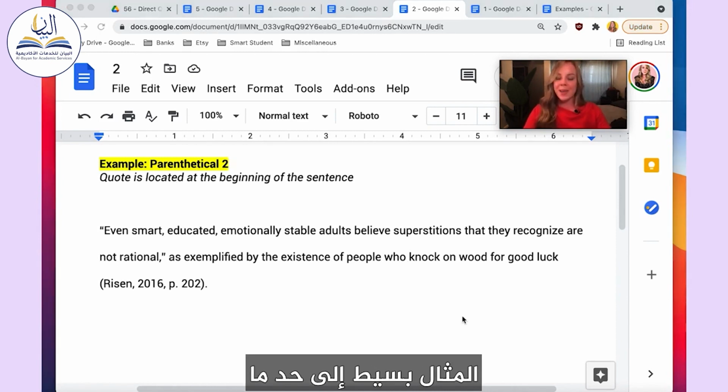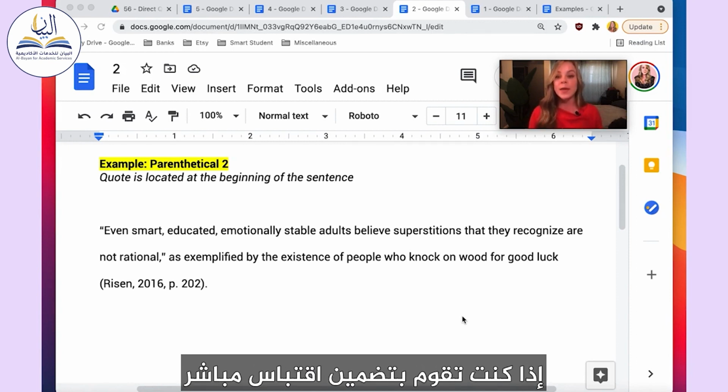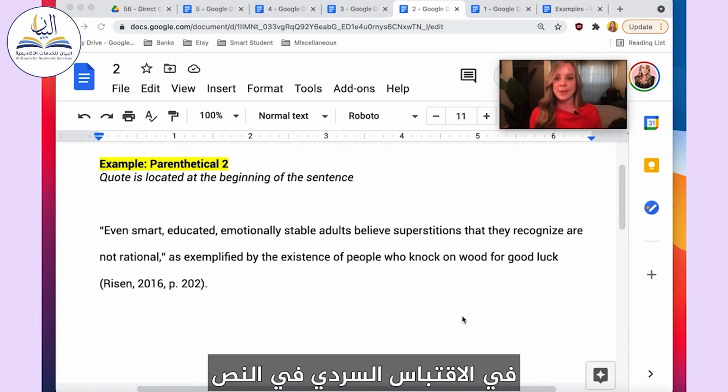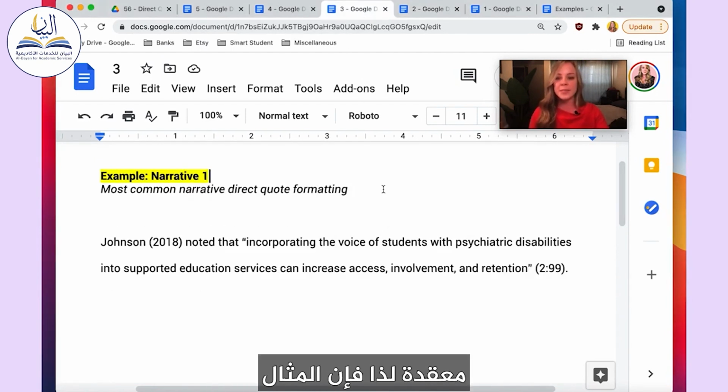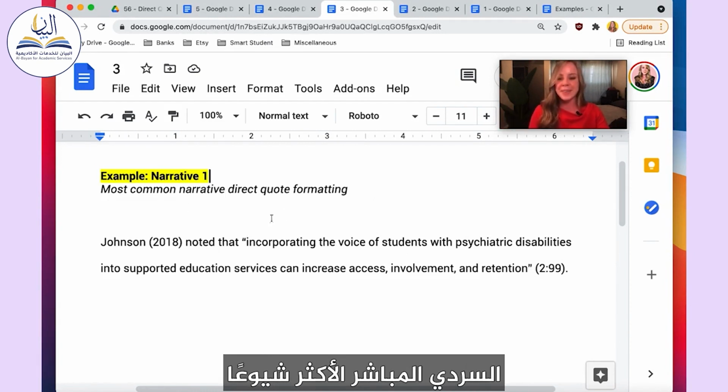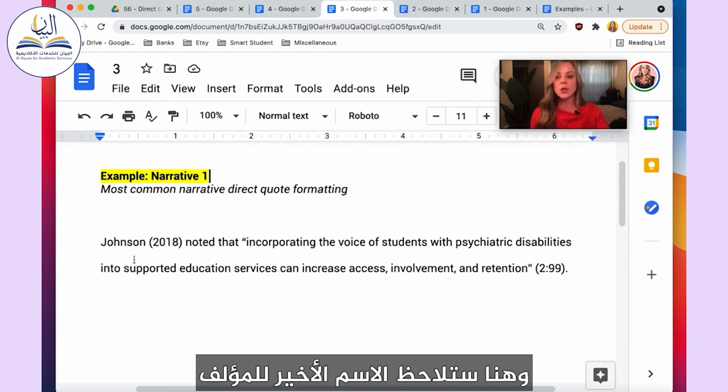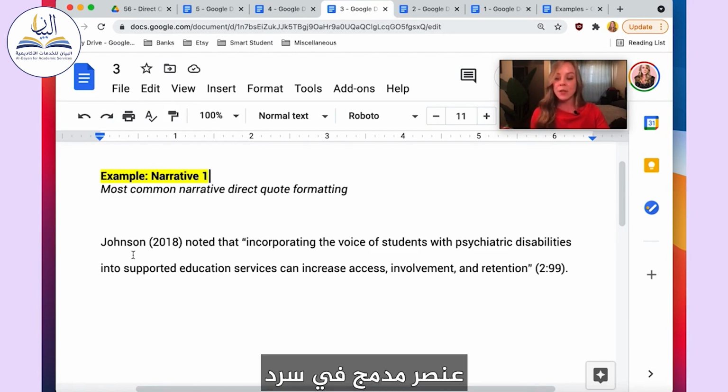Fairly simple, right? Now let's talk about what to do if you're including a direct quote in a narrative in-text citation formatting. Again, pretty easy, but just a little more complex. So the first example I want to go over is the most common narrative direct quote formatting. And so here, as you'll note, the author's last name element is incorporated into the narrative of the sentence, so it reads like this.